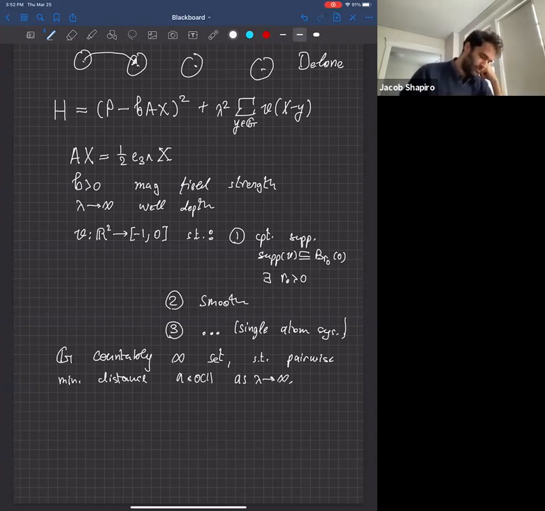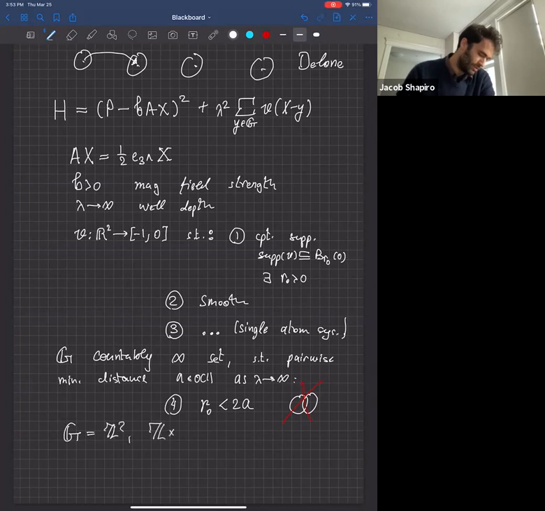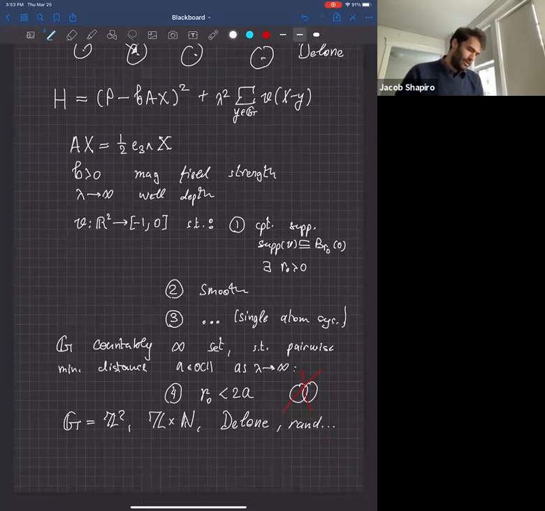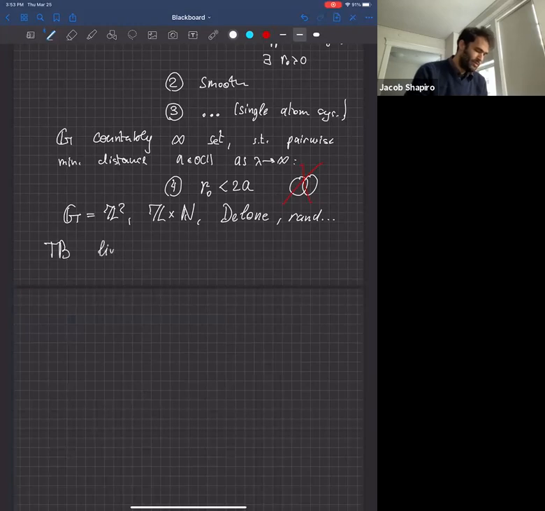And then you want a certain relationship, or it doesn't have to be, but it makes life very easy if you have a condition that says that the radius of the well is smaller than twice this minimal distance, so that you never have overlaps. This is ruled out. That just makes life very much easier. And so an example for such a set would exactly be Z2 or Z times N, or even any kind of random set, whatever you want. All right. And now it's clear that the tight binding limit corresponds to lambda going to infinity.